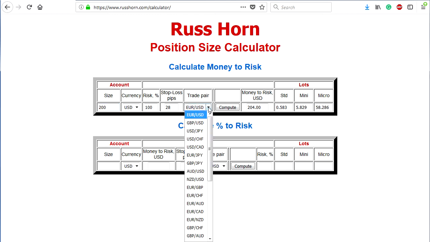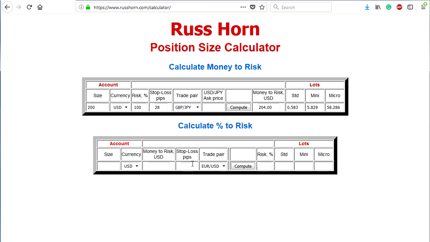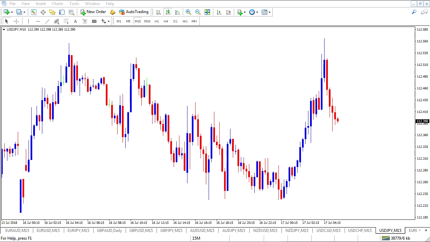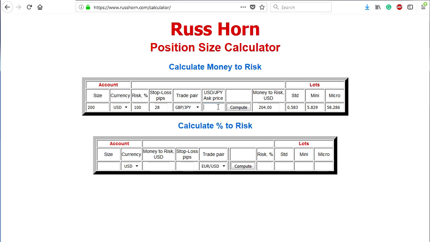And let's say I'm trading something different. The US dollar, let's go for the pound, Japanese yen. When I do something that is not a US dollar, I'm going to need to put in whatever this last currency is into the slot here. In this case, it's the pound, Japanese yen. I need to know what the price is currently for the US dollar, Japanese yen. So if I go to the US dollar Japanese yen chart, I've got 112.39. So I go back and I go 112.39 and then click compute, and it gives me all the numbers that I need here.